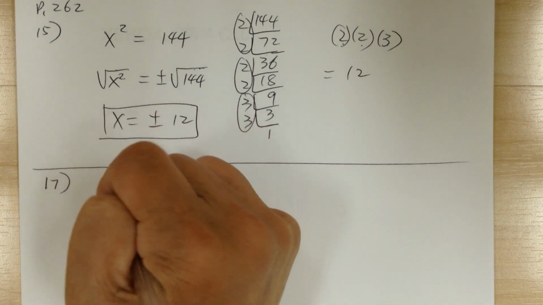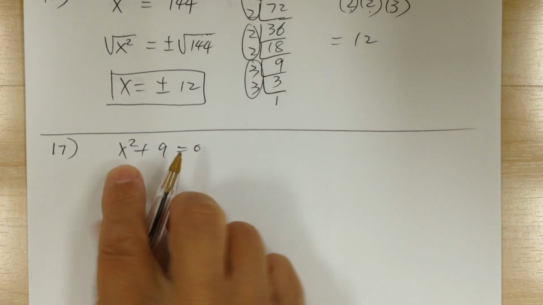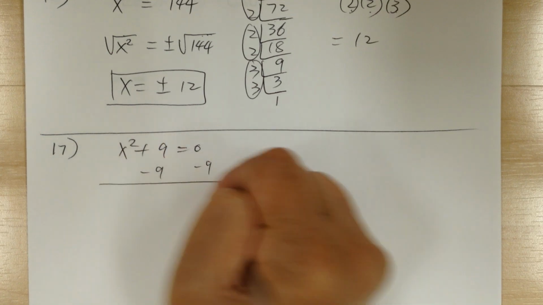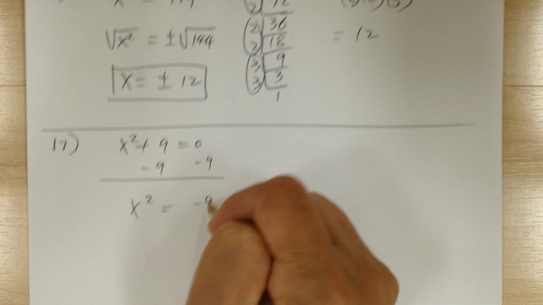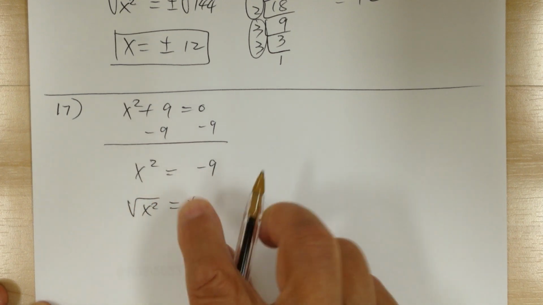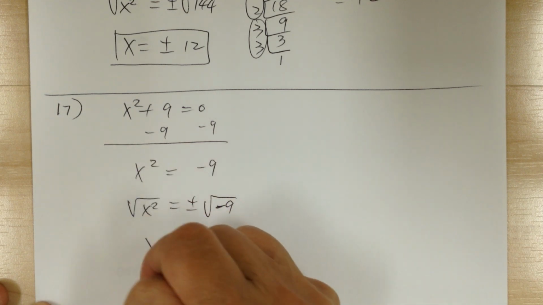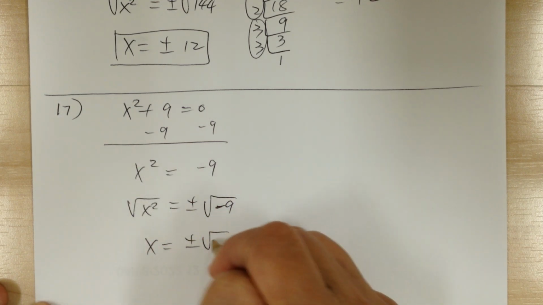Okay, number 17, you got x squared plus 9 equal to 0. So again, you want to get the x squared by itself, so minus 9 on both sides. So you get x squared equal to negative 9. Take the square root on both sides. And remember plus or minus. So you got x equal to plus or minus square root of negative 9.